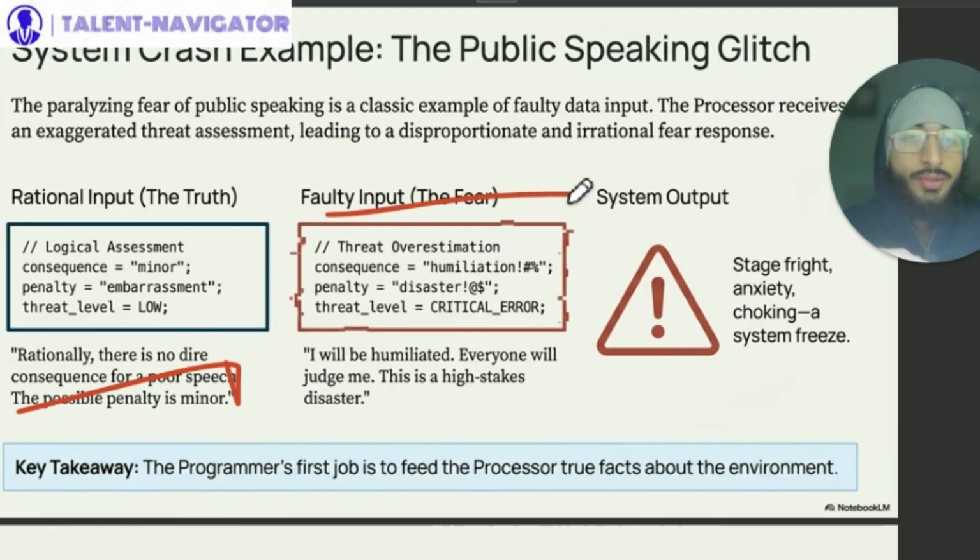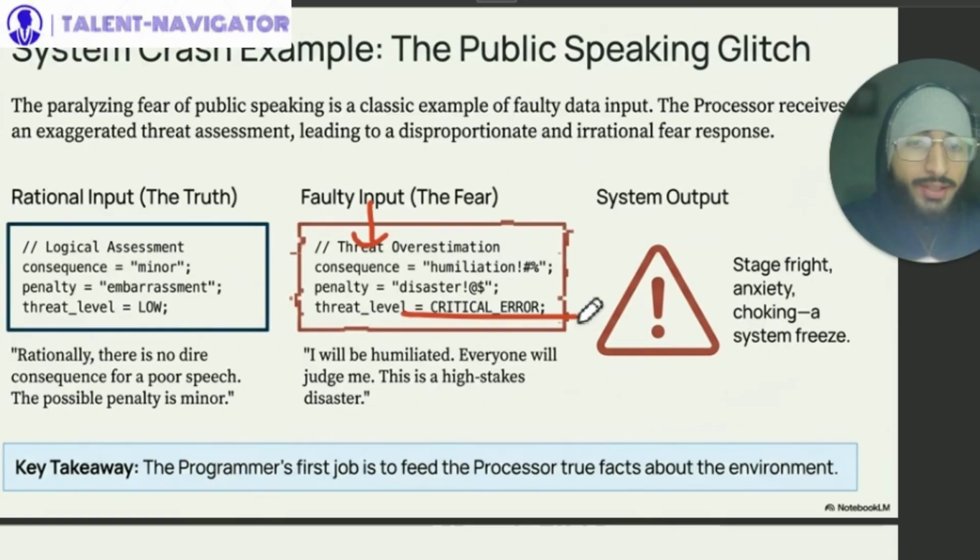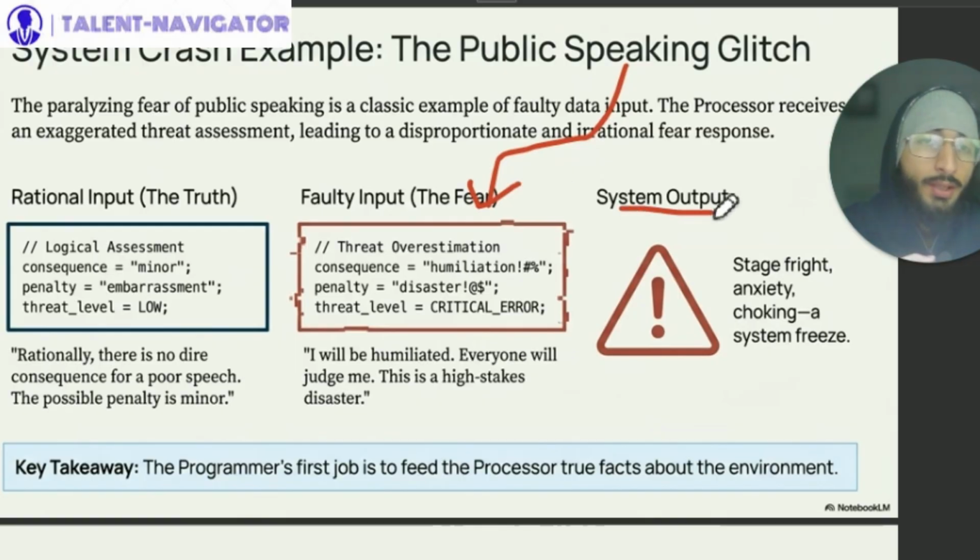But what is the faulty input? That is the fear that is causing you to not be able to go up on the stage and give a speech. That is threat overestimation. Consequence: public humiliation. Penalty: disaster, or basically a death sentence. Right? That is the faulty input. Threat level: critical error. I will be humiliated. Everyone will make fun of me. They will judge me. This is a high stakes disaster. That is basically why people have a lot of fear while public speaking. This is because of the faulty input. System output: stage fright, anxiety, choking, a system freeze.